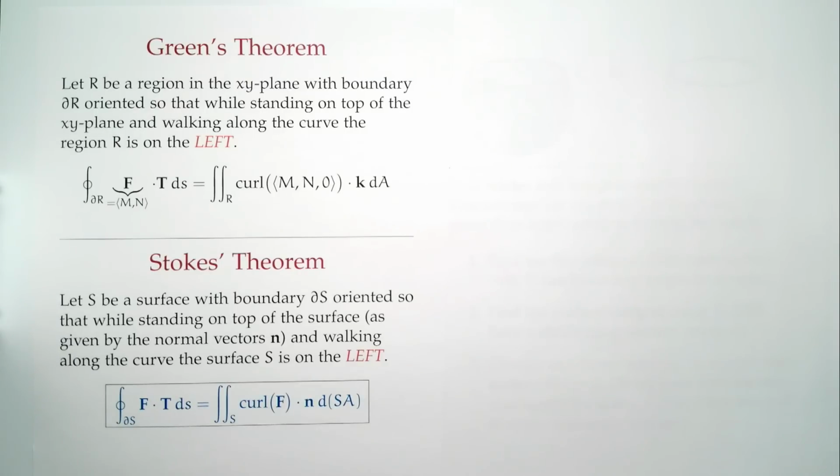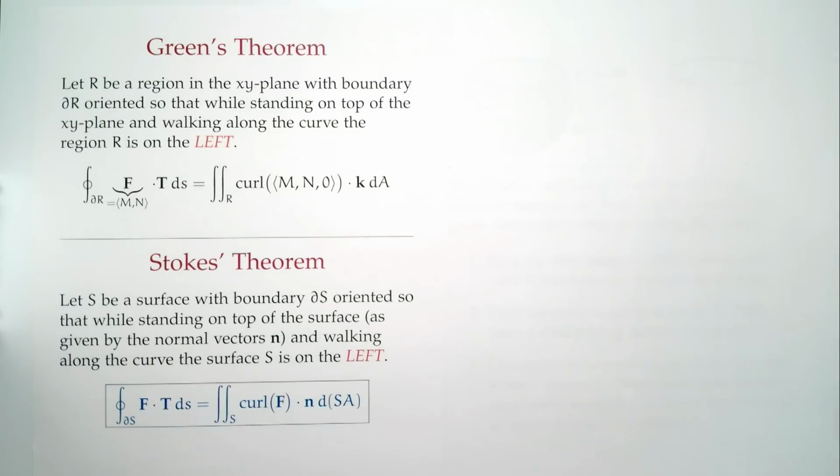So the first thing we're going to talk about is Stokes' theorem. So let's start by recalling Green's theorem. Now Green's theorem says suppose you have a region in the plane and there's a boundary. And the boundary has been oriented. So it's not just any boundary, it's an oriented boundary.